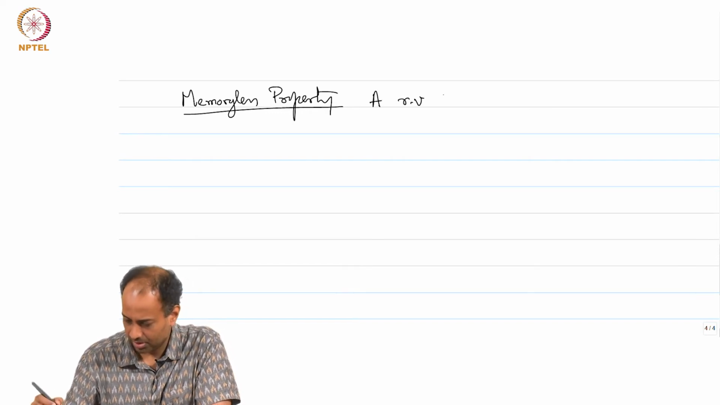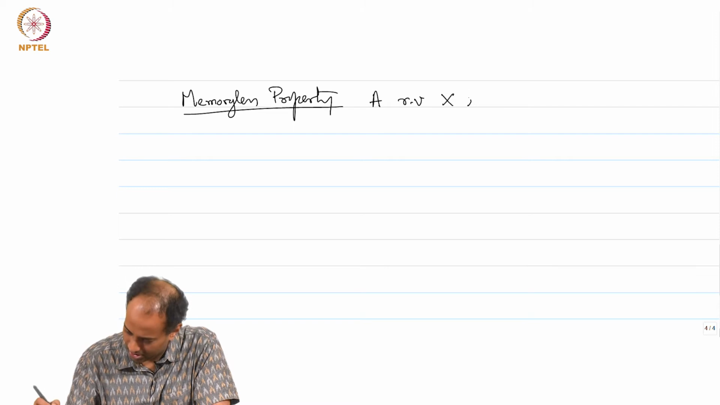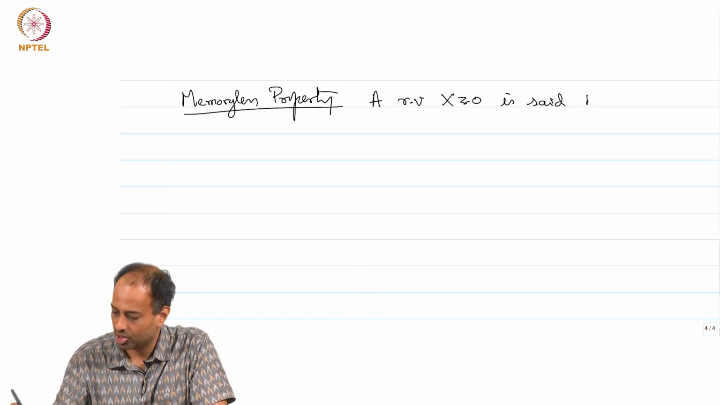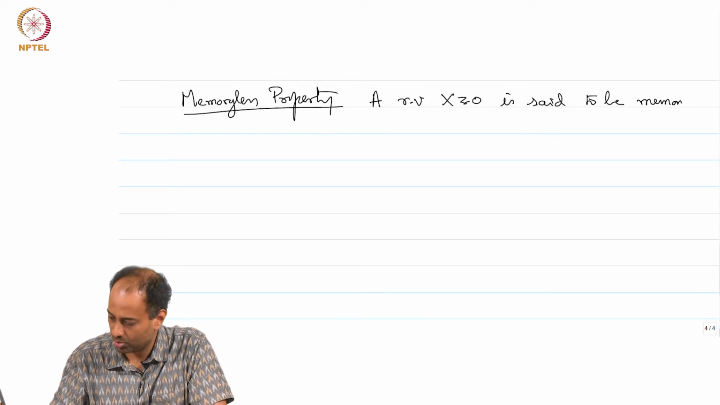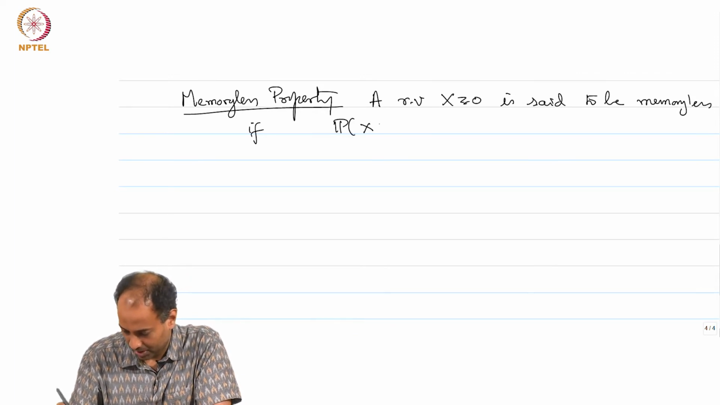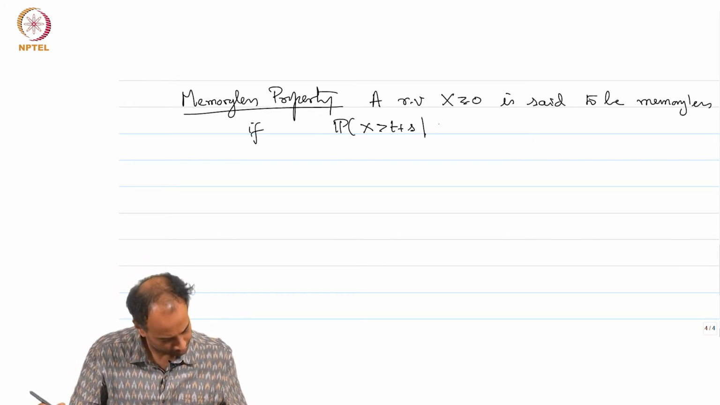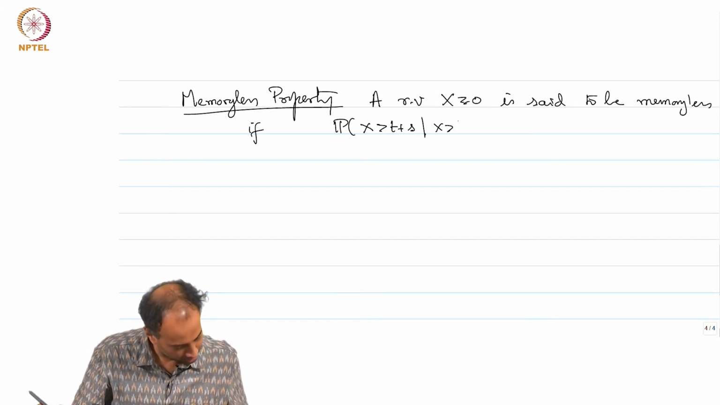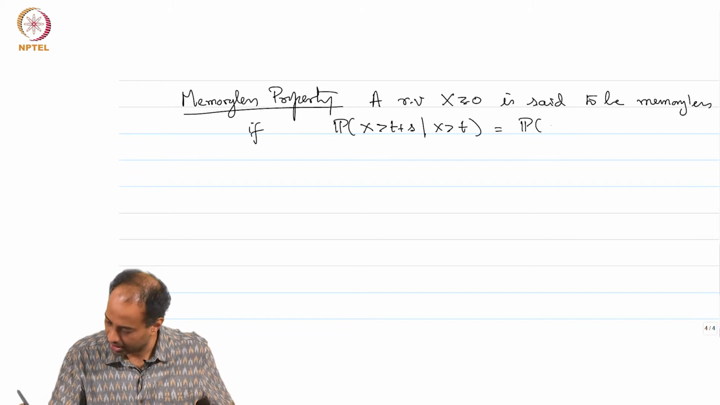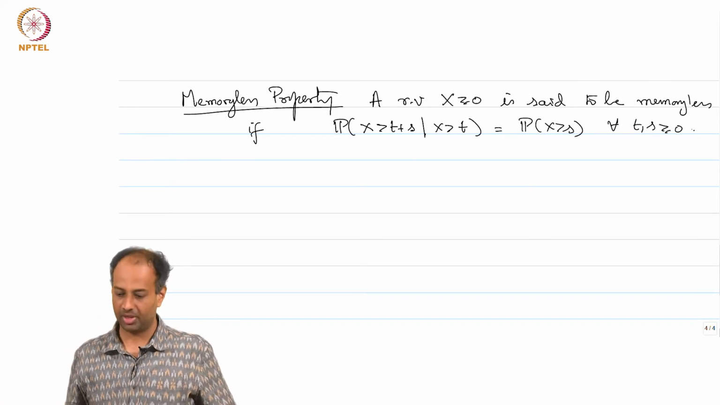Forget all these processes for now, just for the purposes of the definition, a non-negative random variable X is said to be memoryless if the probability that X takes value greater than t plus s, given that X takes value greater than t, is equal to the probability that X takes value greater than s, for all t, s greater than or equal to 0.